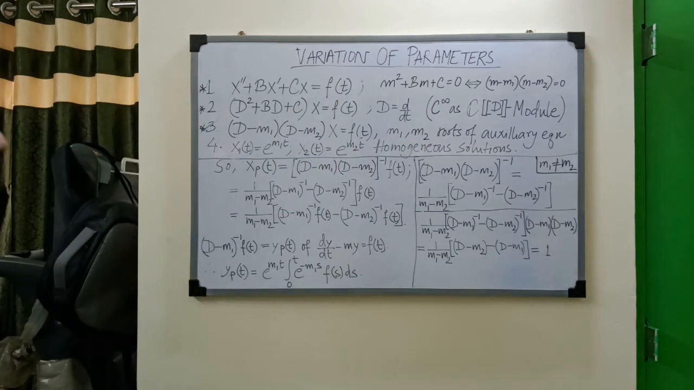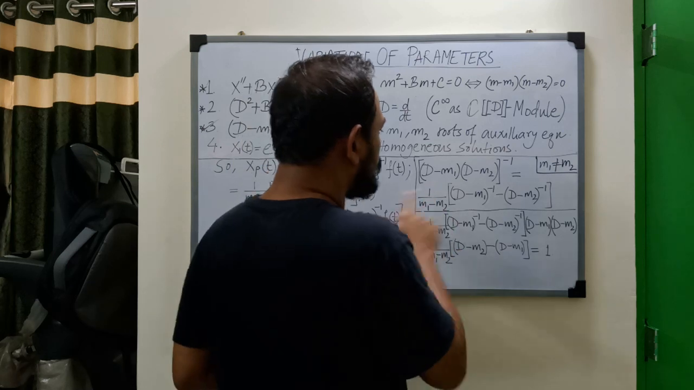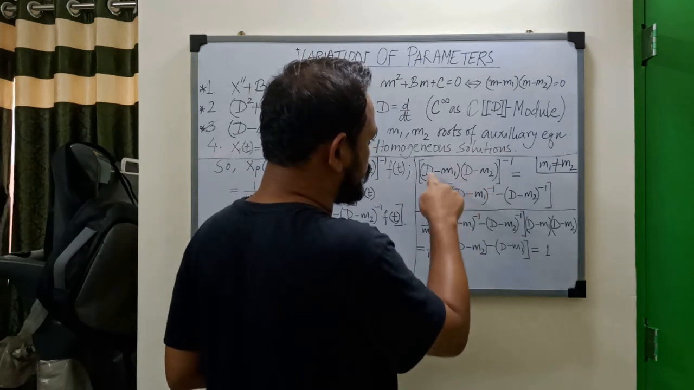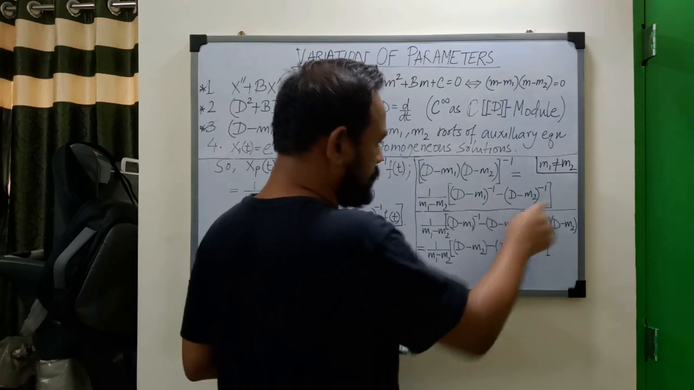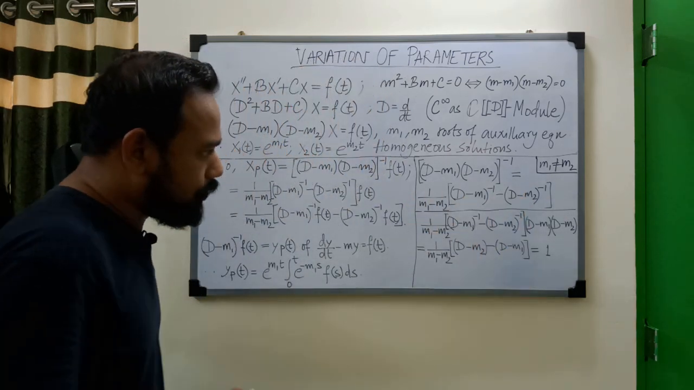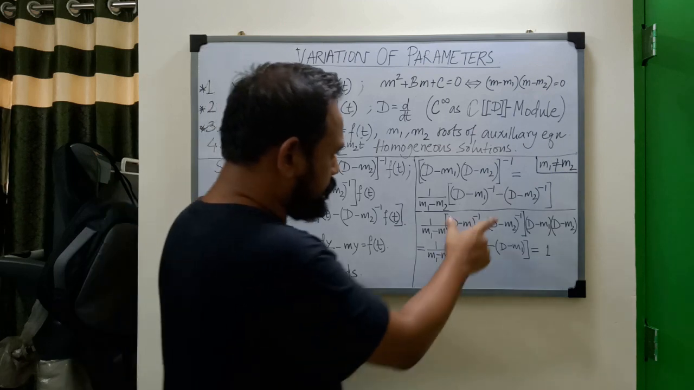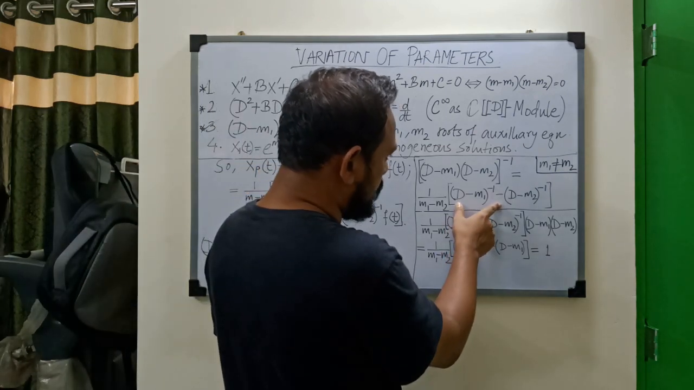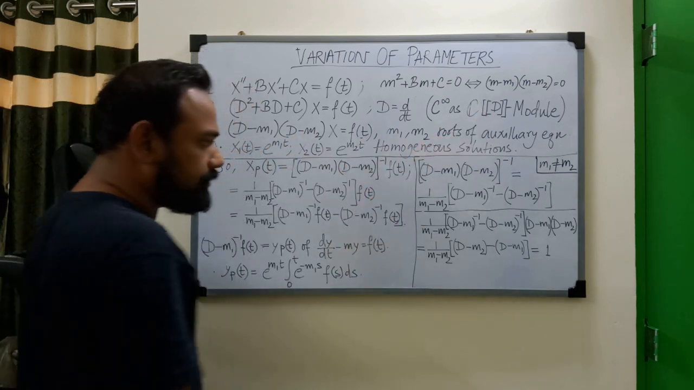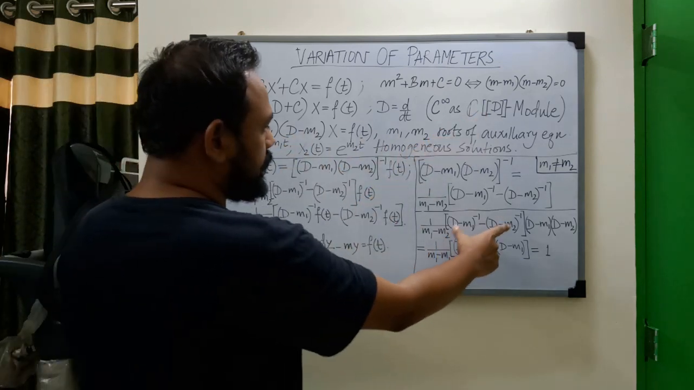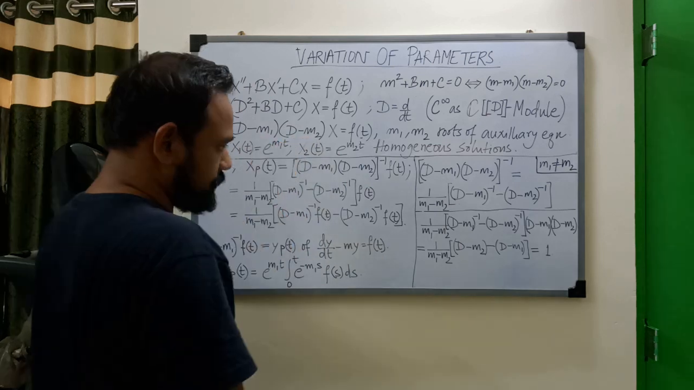Now, I'm claiming that the multiplicative inverse of this element, d minus m1 times d minus m2, is going to be this element. Now, how do I know that? It is because if this element multiplies this element and gives you the identity in the ring, then this will be the multiplicative inverse of this. So let's just do that.